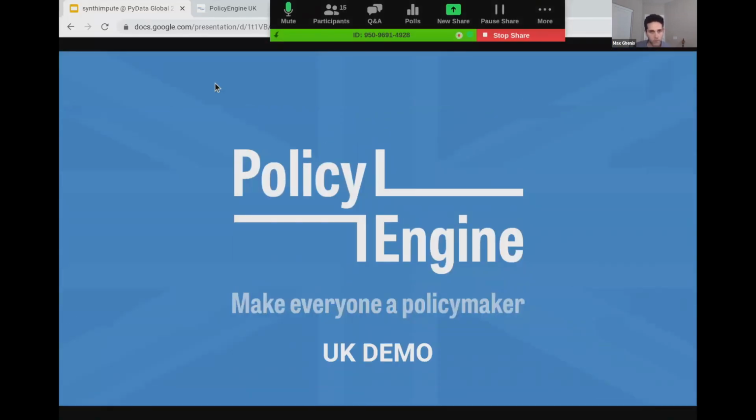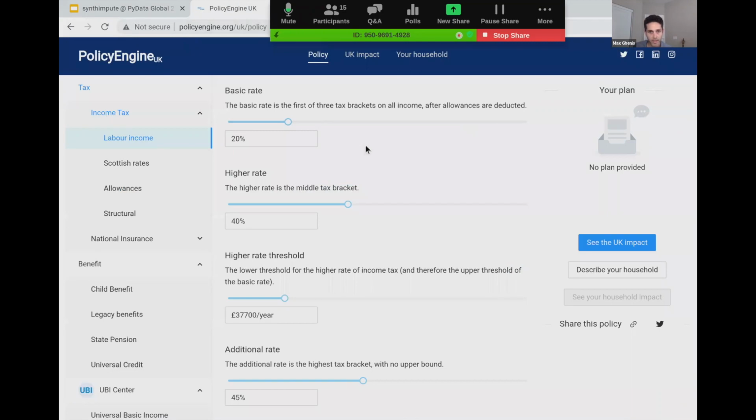All right, with that, I'll jump to PolicyEngine UK. So we're live in the UK. We're currently building the US product. And here is kind of how PolicyEngine looks today. We hope to make it a little bit simpler in the future, but you go onto the site and you see a whole bunch of policy parameters that you can change.